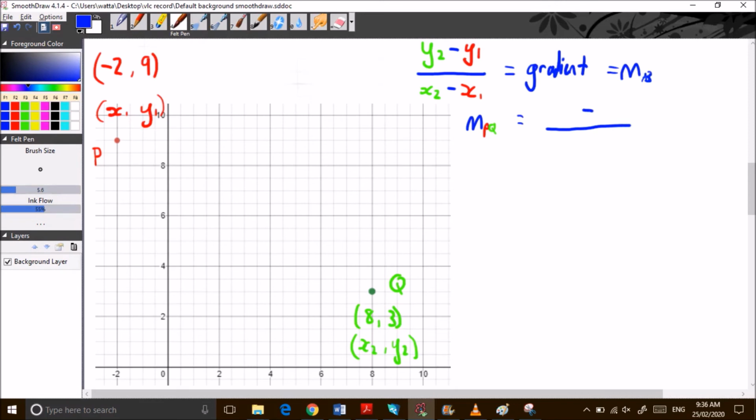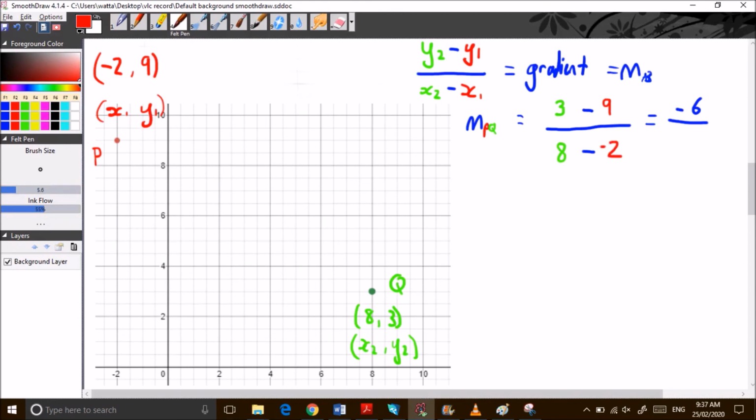So we're just going to set up our formula. It's going to be y2 minus y1. y2 is 3, y1 is 9. So just plugging in the values that we found by labeling our points left to right, x1, y1, x2, y2. So our gradient is going to be rise over run, -6.